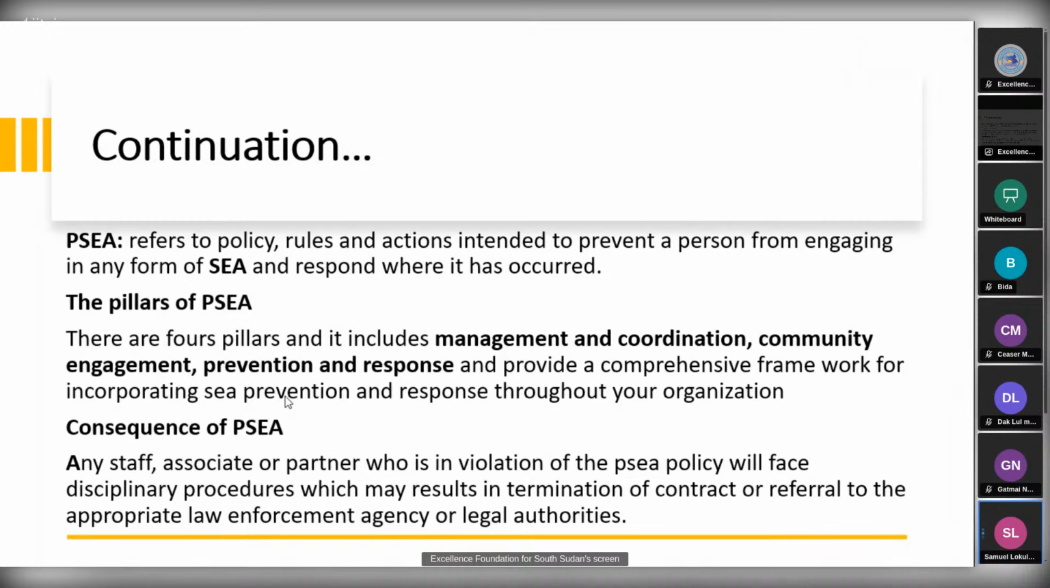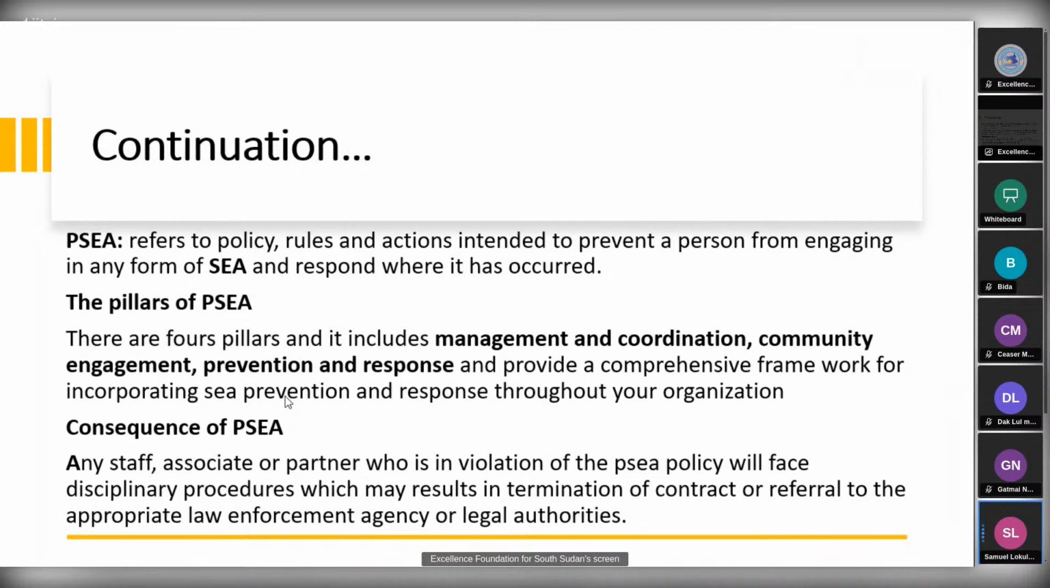Respond where it has occurred. So this is the policy, the SEA, prevention of sexual exploitation and abuse. It's a policy or a rule that is applied to all the service providers or all the humanitarian partners not to engage in any form of sexual exploitation and abuse.